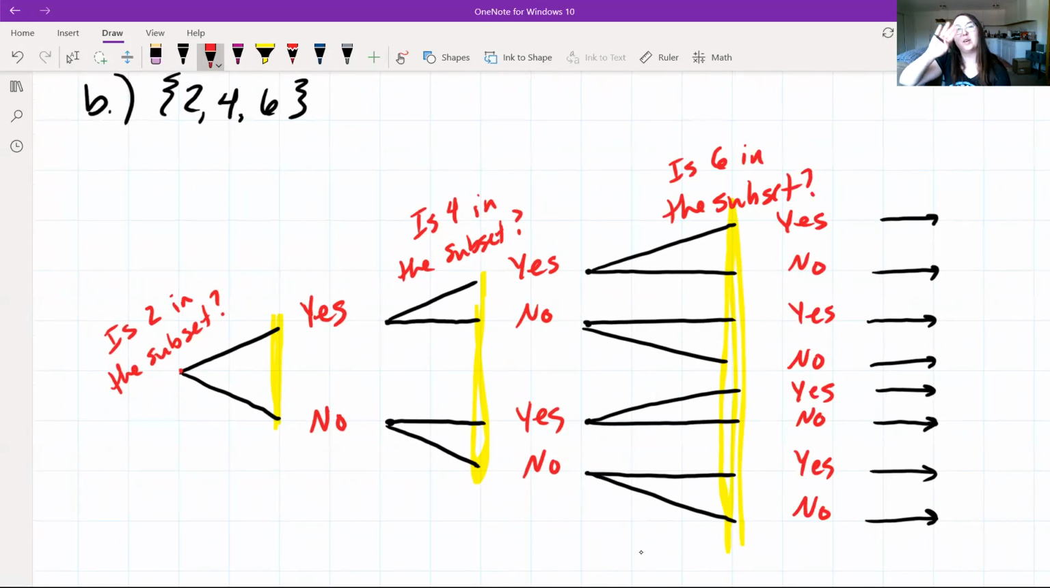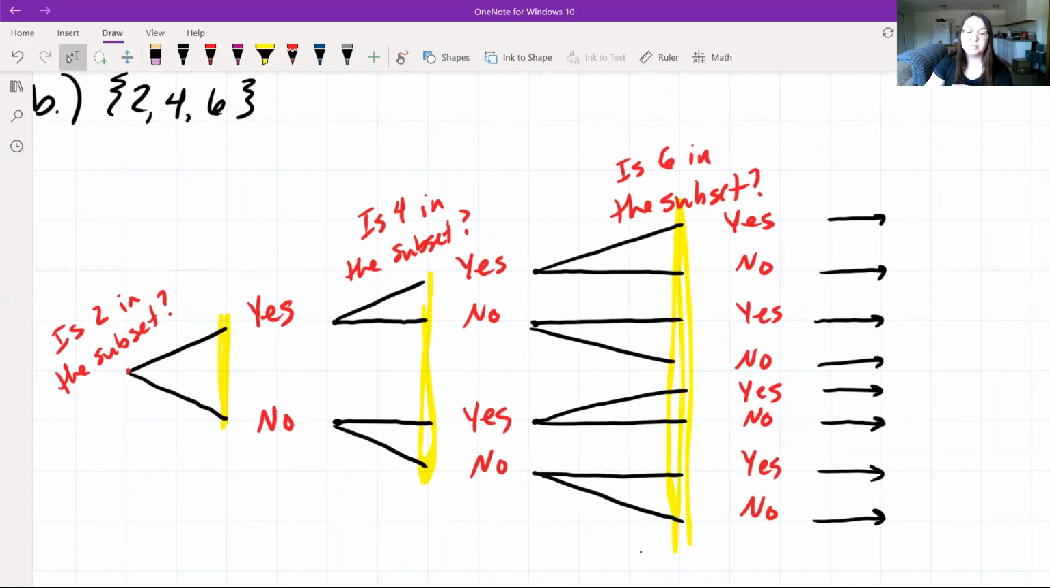So now we just follow the branches. If we follow the very top branch, we're asking, is 2 in the subset? Yes. Is 4 in the subset? Yes. Is 6 in the subset? Yes. This gives us our subset of 2, 4, and 6.